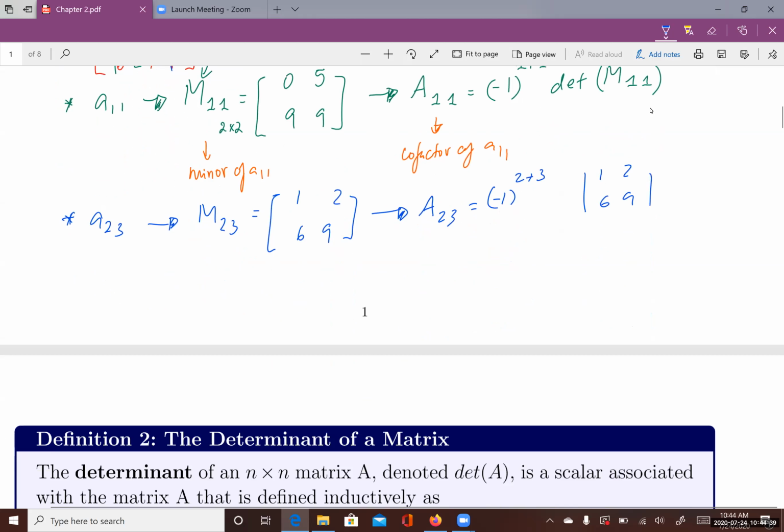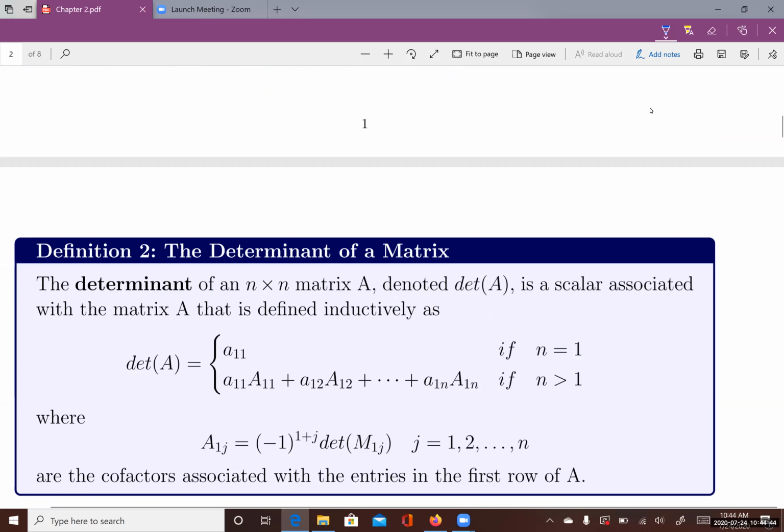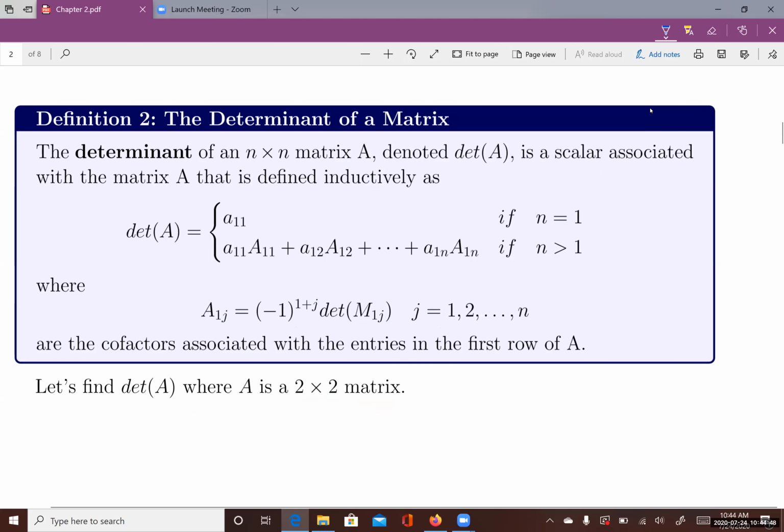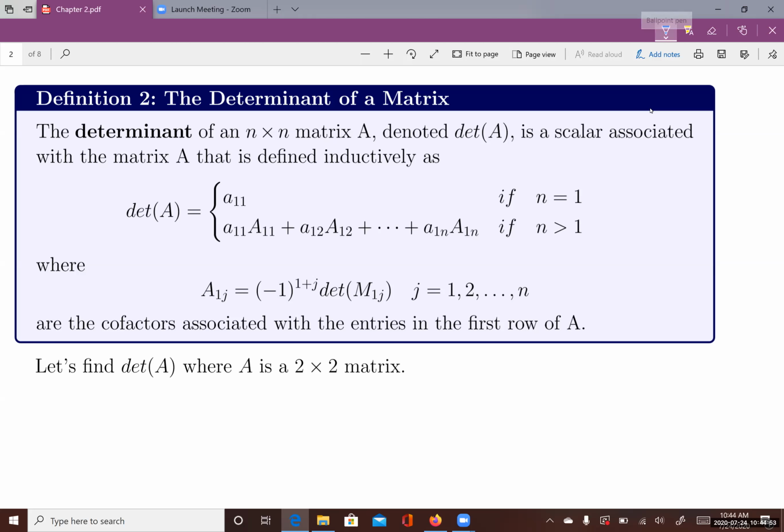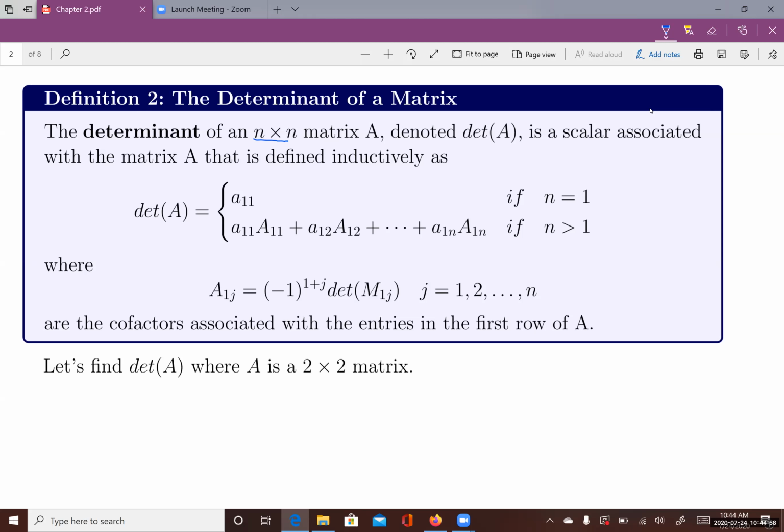These terminologies, minors and cofactors, will help us find the determinant of a matrix. Again, you only want to find the determinant of a matrix when it is a square matrix. The determinant of an n by n matrix A, denoted det A, is a scalar associated with the matrix and is defined inductively as det A equals a11 if n equals 1. That means the matrix A has just one entry, so the determinant of this matrix should be 2. Then if n is greater than 1, you have at least 2 rows and 2 columns, and the determinant of A is determined by this formula.